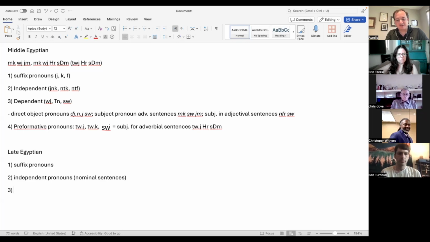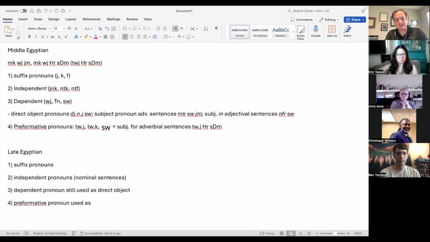Third, you have the dependent pronoun still used as direct object. That still happens. And you have the new preformative pronouns used as subject for adverbial sentences. So basically, this function has essentially moved from the dependent pronoun to the preformative pronoun. This is new, but you still use the old pronoun as a direct object.